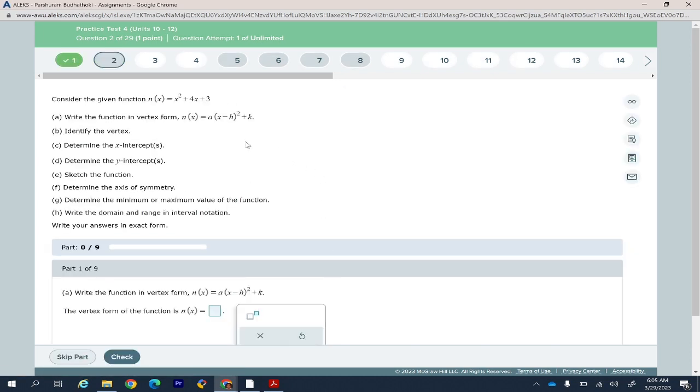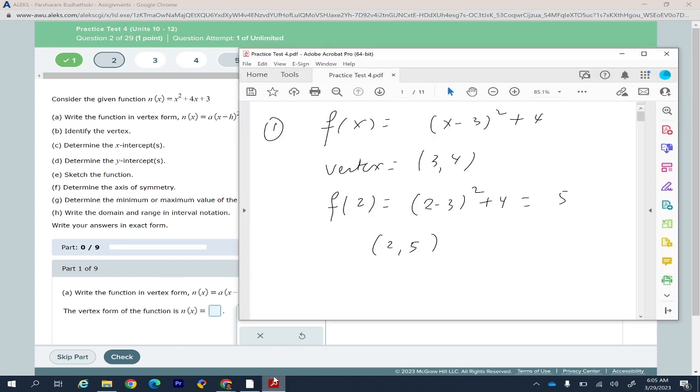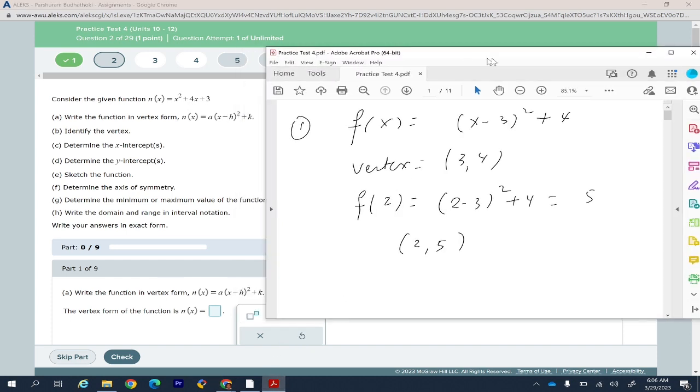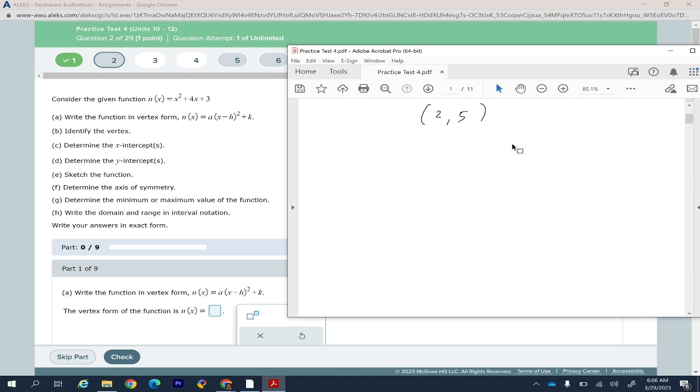Question number 2, we are given a quadratic function. We would like to write this quadratic function in standard notation like this, and then we can answer all these questions like problem number 1. So how do you go from here to there? You have to complete the square. So I'm going to show you how to do it.